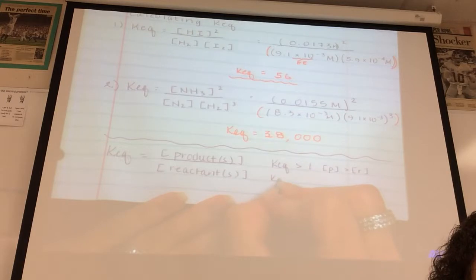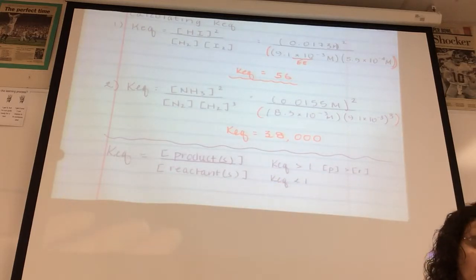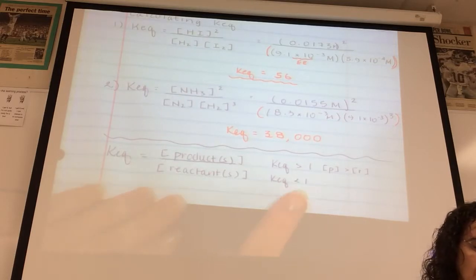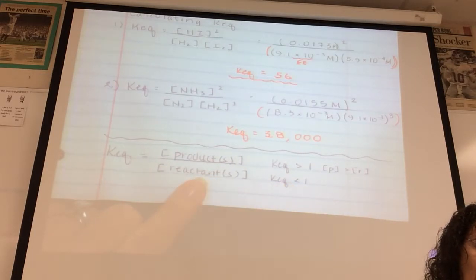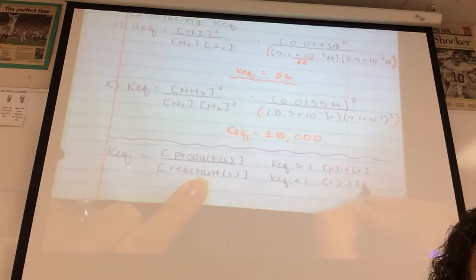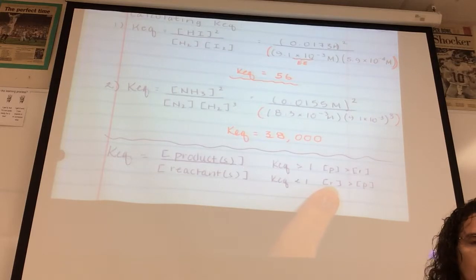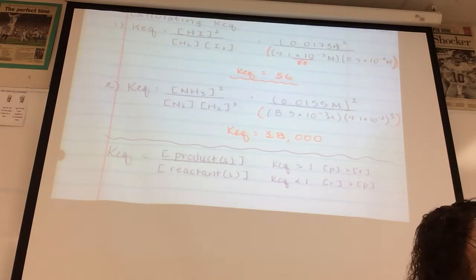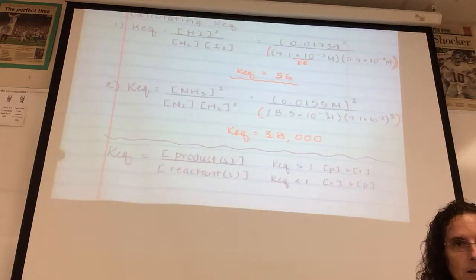If KEQ is less than 1, now it can't be negative, all right? So it's less than 1, it's like 2 times 10 to the negative third. If KEQ is less than 1, now you can see the way you get something less than 1 is if reactant concentration is greater than product concentration. If reactant concentration is greater than product concentration, now the reverse reaction is favored because you have more reactant than you do product. And this is all written in your notes. I just want you to see it mathematically.